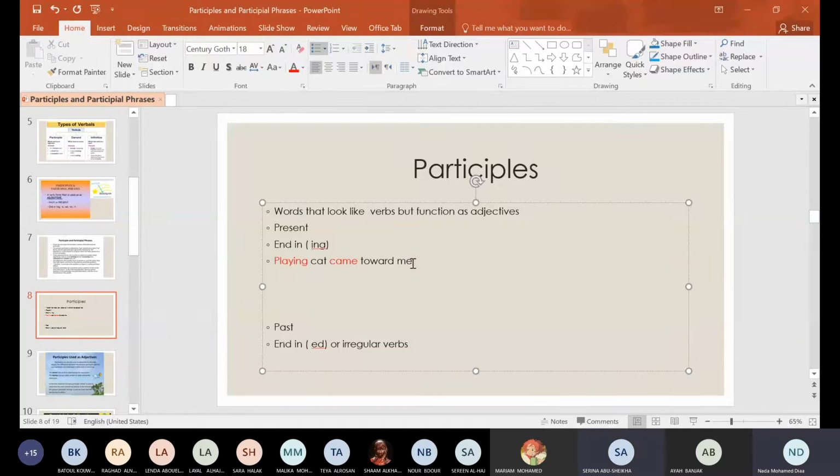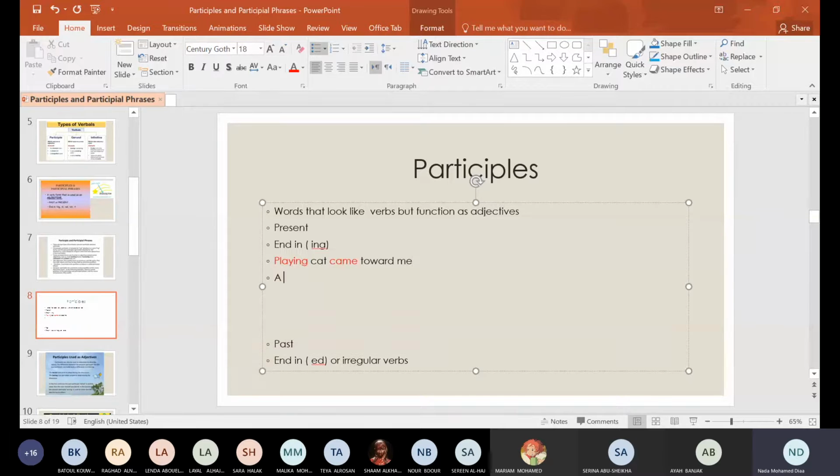Are you here, grade 11? Can I say "I playing the lesson," "I explaining the lesson now"? No. There should be am or is or are. So playing here doesn't come alone. A verb with ing doesn't come alone.